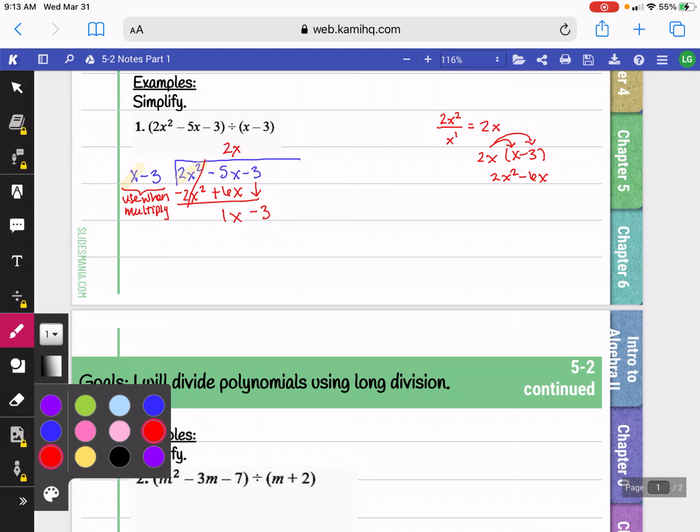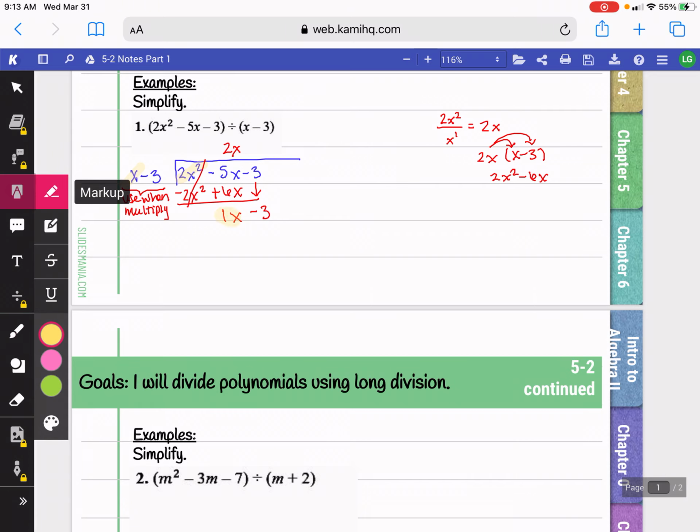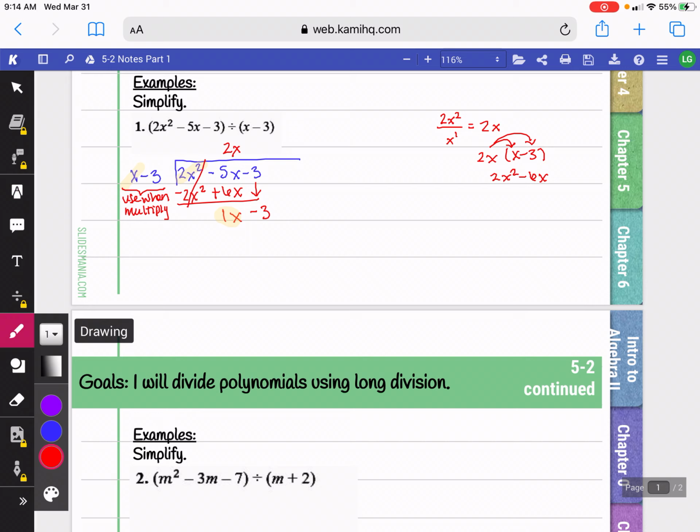So I'm going to repeat now. I'm going to divide my new first term by x. So I'm going to divide 1x by x. Here, since the x's are exactly the same, they cancel. So I'm left with 1. So I'm going to put a positive 1 in my answer. My next step would be to multiply that 1 by the x minus 3. So I get x minus 3. When you write that underneath your long division, remember you're subtracting, so you change signs. So instead of x minus 3, it's going to be negative x plus 3.